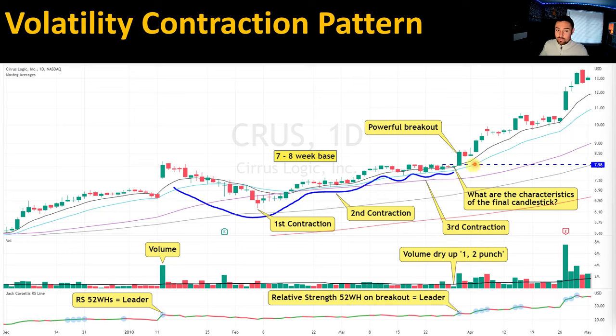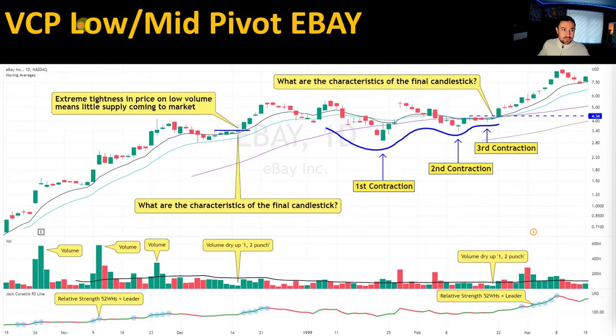That's just something I found. Invariably, that trigger bar is going to come through around the 10 EMA and/or 21 EMA. 52-week highs, good volume. Look how the moving averages are just sloping up like this. They're kind of fanned out in a way as well. So let's go and do a VCP, so a low and mid pivot.